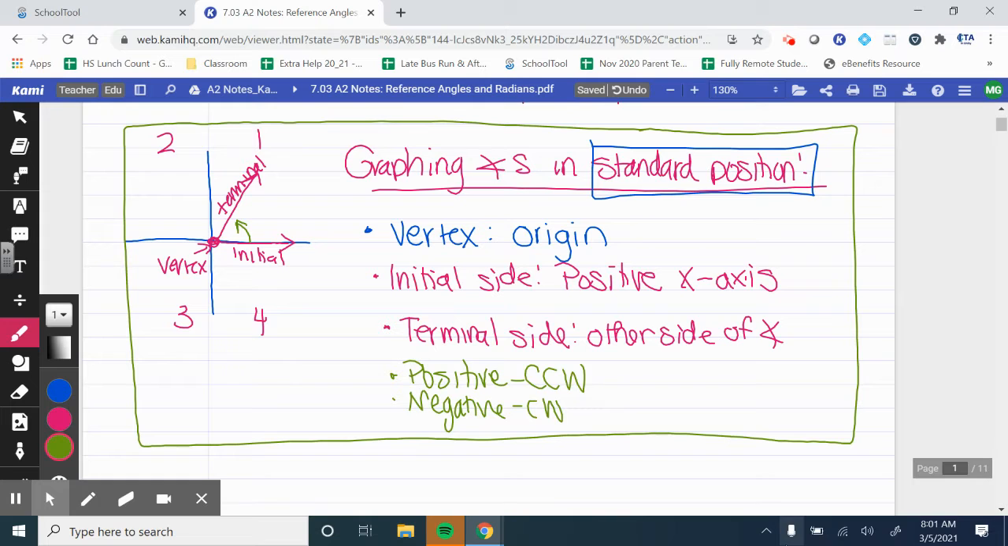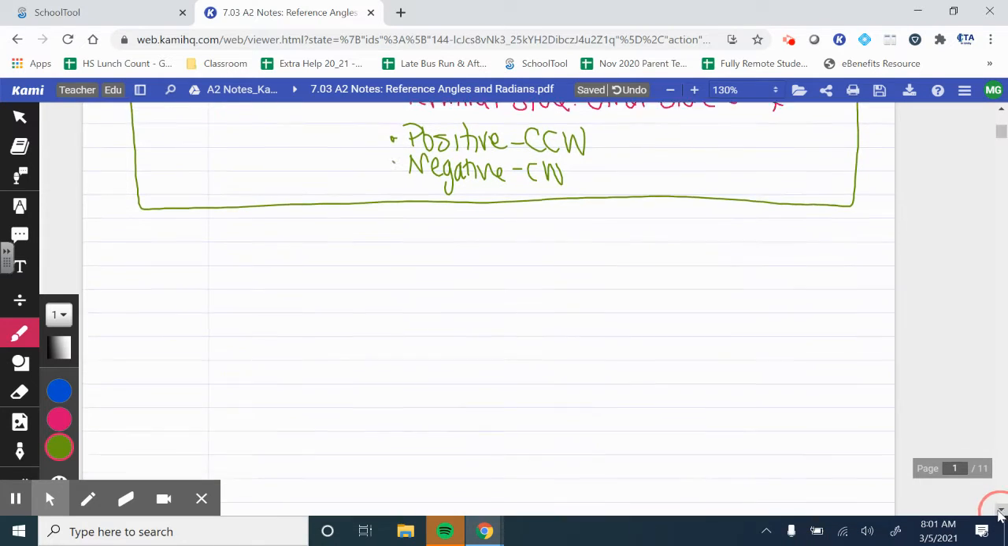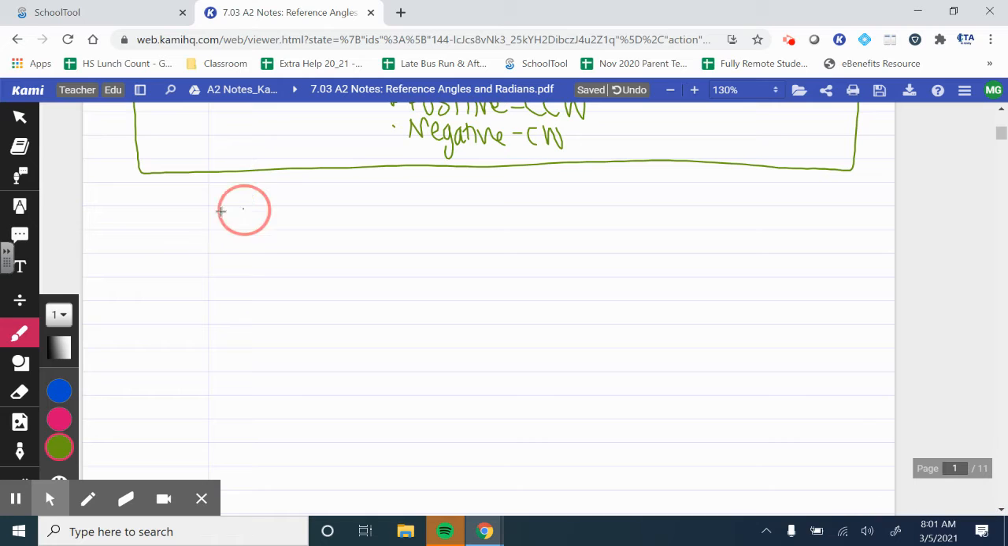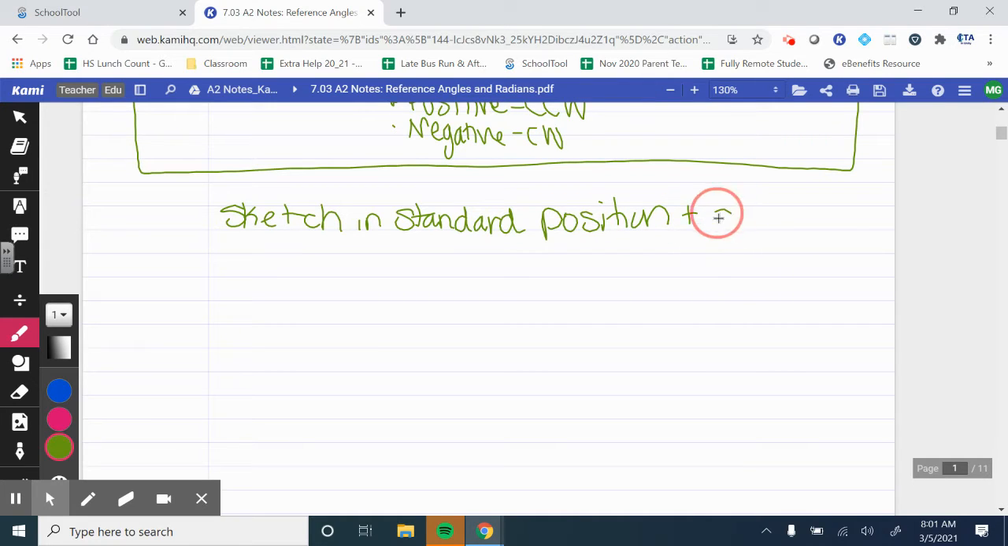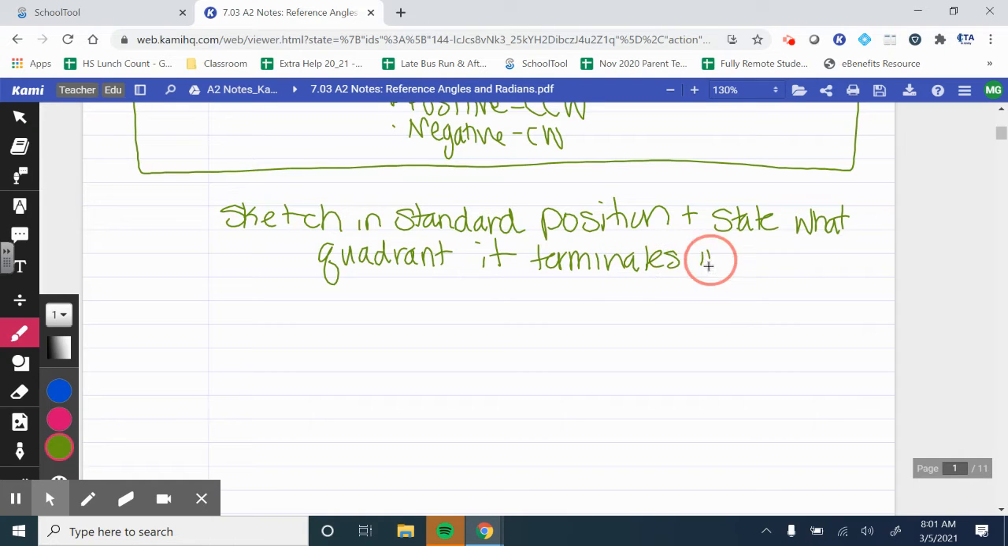Now we're going to take a minute and sketch some of these. So sketch each of the angles in standard position. And let's state what quadrant the angle terminates in. Okay, number 1 is 45 degrees.